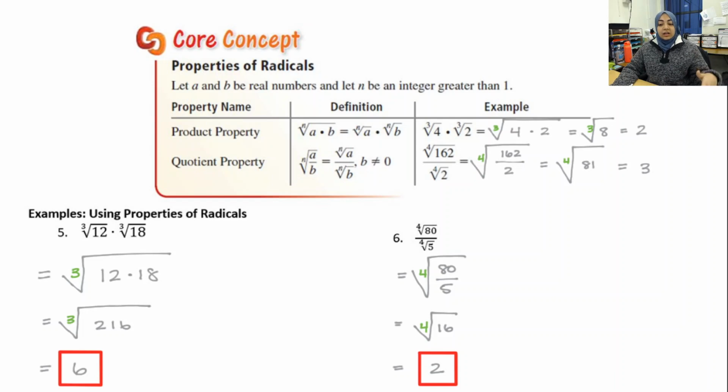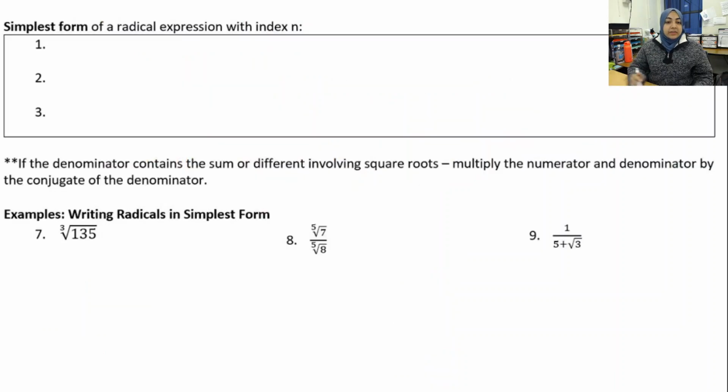All right, now let's do some more simplification and move on. At this point, you're going to be asked to write your radicals or your radical expressions in simplest form. In order for something to be considered simplest form, we need to follow these 3 conditions. So I'm going to write those down for you right now.